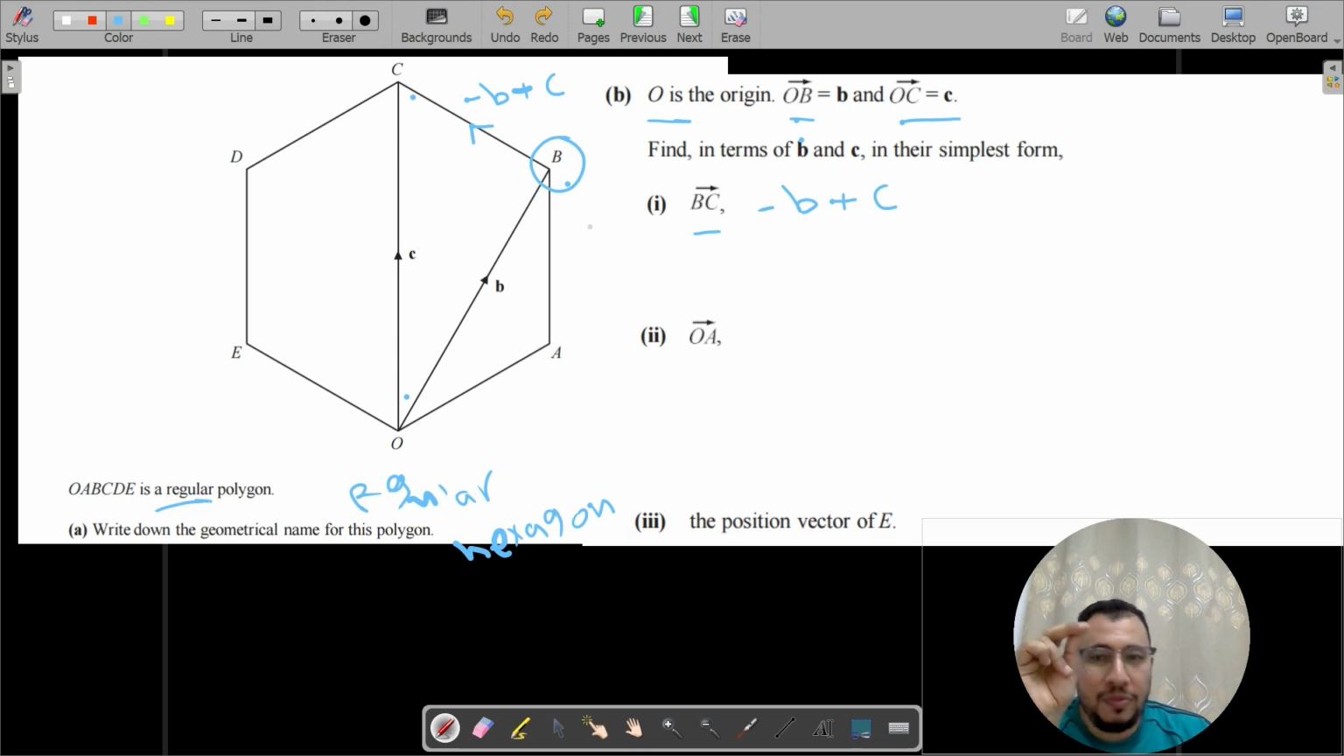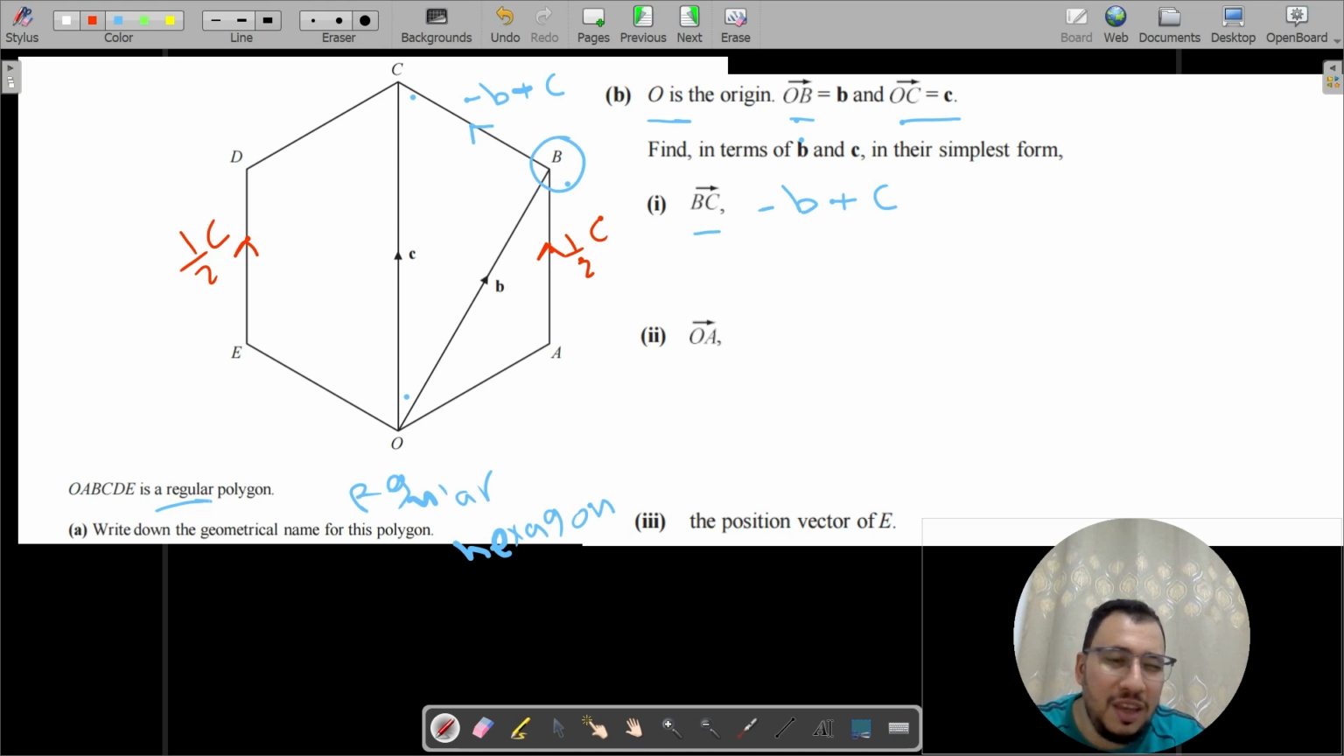Immediately, once you are dealing with a regular hexagon and they split it into two trapezoids or two trapeziums, you have to go to its parallel sides, which means here and there, and write half of this vector. Here, in the same direction, this is half C, and this is also half C. In the next question, you will know why.